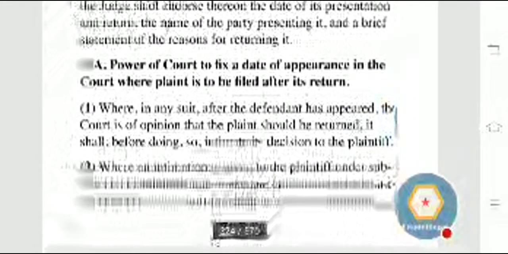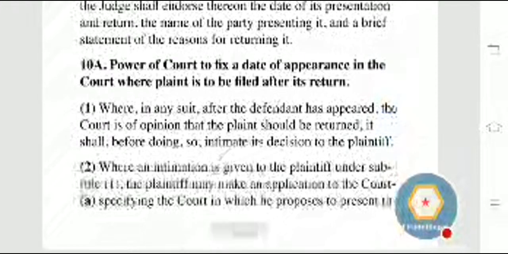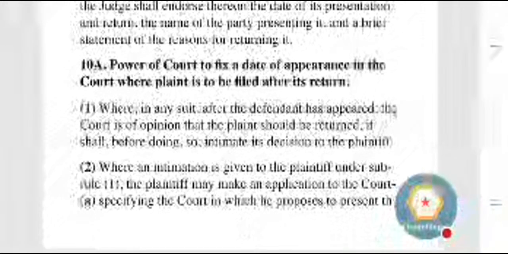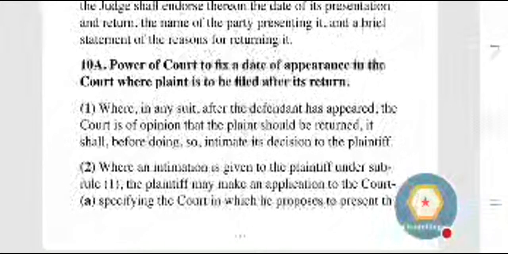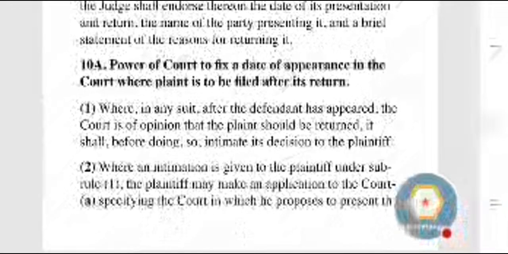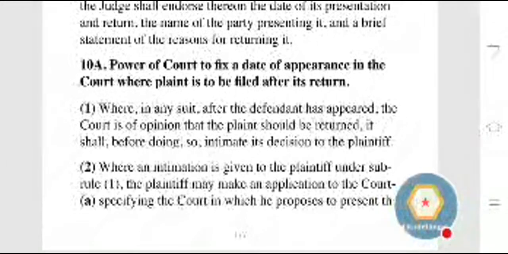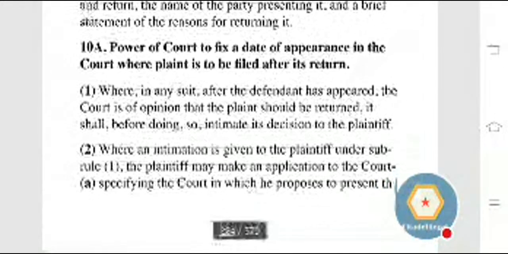Okay, now rule 10A says power of court to fix a date of appearance in the court where the plaint is to be filed after its return. So the court returning the plaint, which does not have the jurisdiction to entertain it, also has the power to fix a date to appear before the proper court. Okay, this is also an important rule.